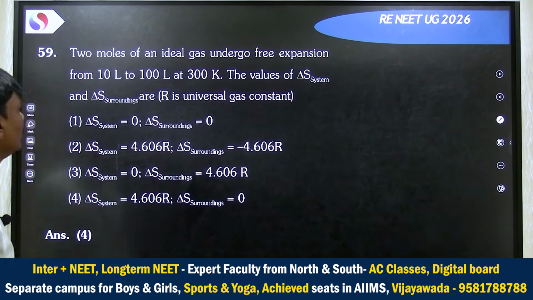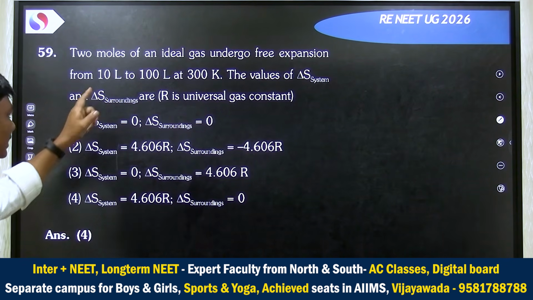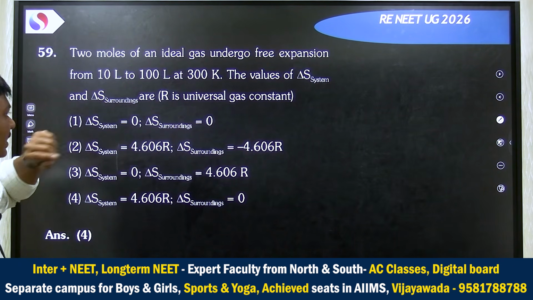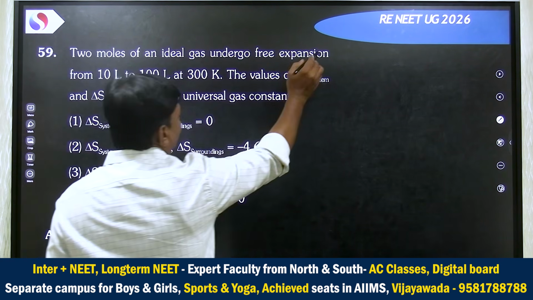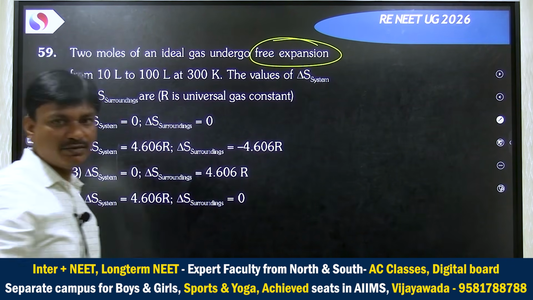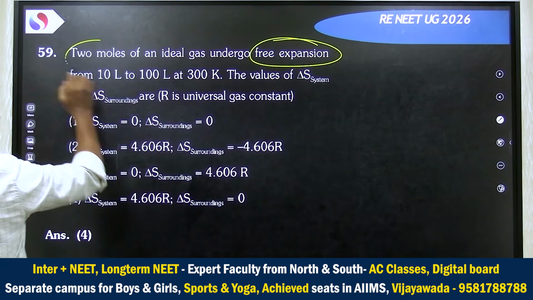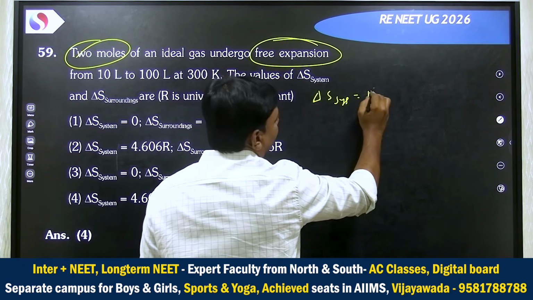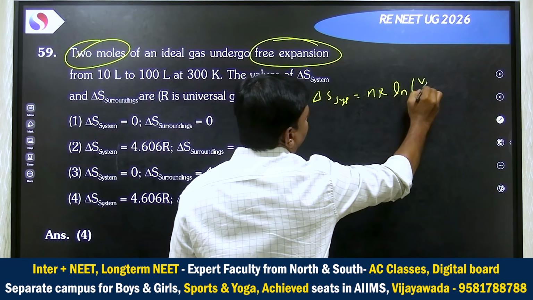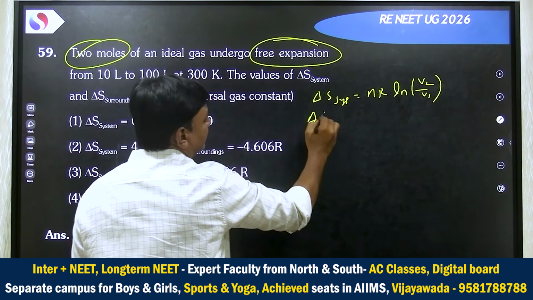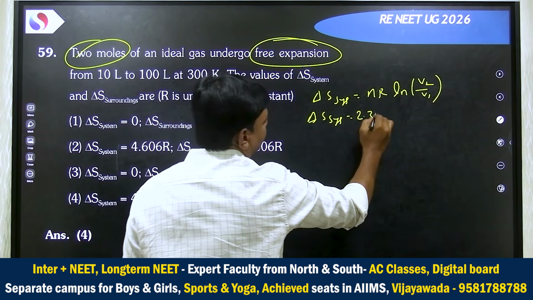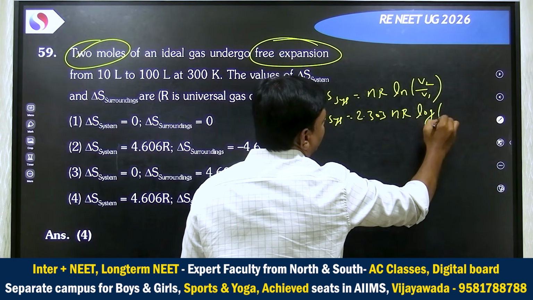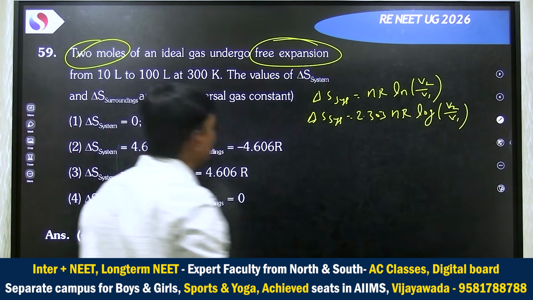Next one is 59. 2 moles of an ideal gas undergoes free expansion from 10 liters to 100 liters at 300 kelvins. We have to calculate delta S system and delta S surroundings. So it is from the thermodynamics chapter. Free expansion is the keyword. Here 2 moles are given. Delta S system is equal to nR ln V2 by V1, that is, 2.303 nR log V2 by V1. Here the number of moles is 2.